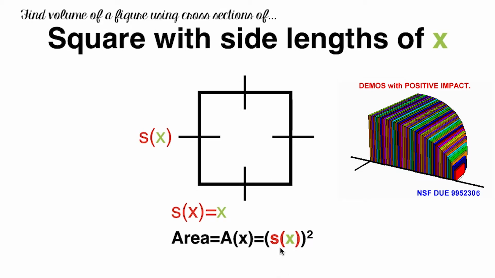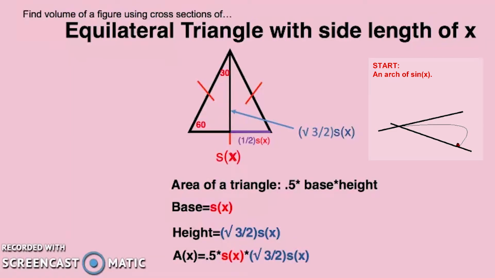s of x squared. So we're going to go over finding the volume of a figure using cross-sections of equilateral triangles with side lengths of x. The function for side lengths can also be expressed as s of x. So since each side is s of x, this highlighted purple section is 1/2 of s of x. Using trig properties, since this highlighted purple section is 1/2 of s of x, this means that the height of the triangle, or this gray line, is the square root of 3 divided by 2 of s of x.